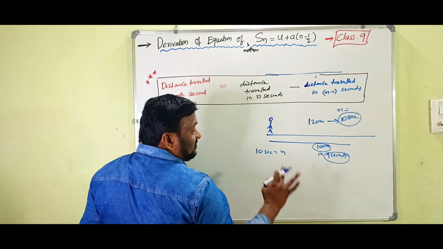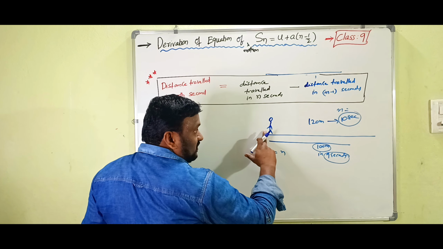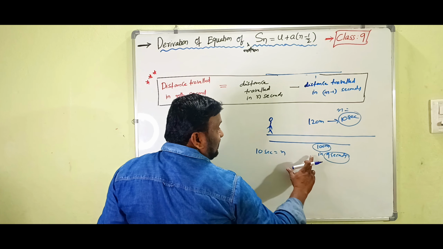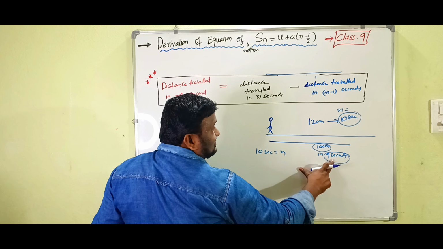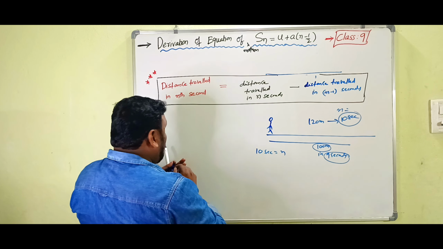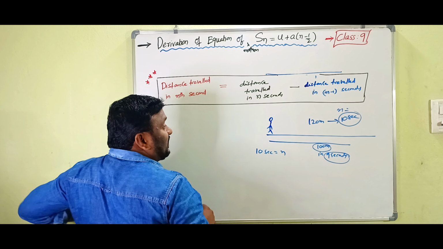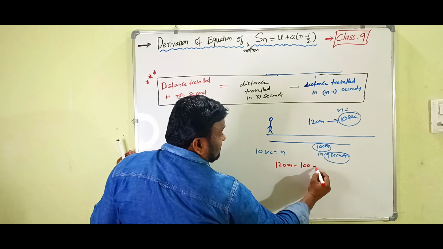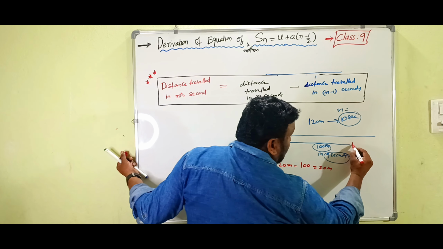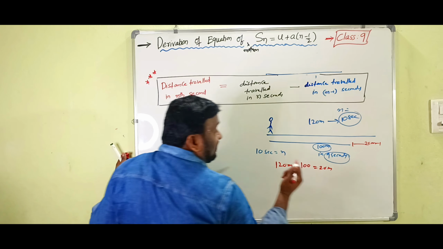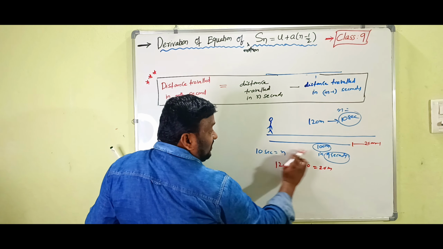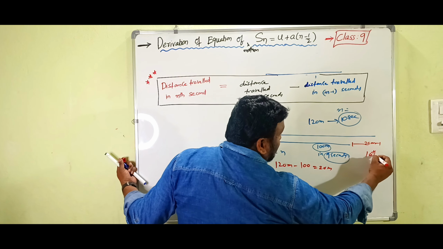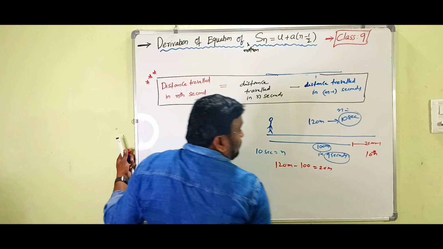How can we say? Got my point. One boy covered 120 meters in 10 seconds. During that motion he covered 100 meters in 9 seconds. In the last 1 second he covered how much distance? Simply here you can write 120 meters minus 100, that is 20 meters. So he covered 20 meters in which second? Already 100 meters in 9 seconds was completed. The next one is the 10th second. Clear? So very simple.